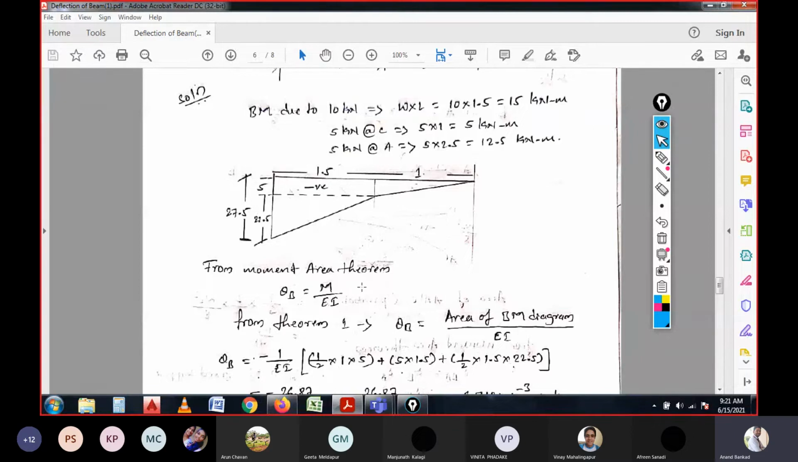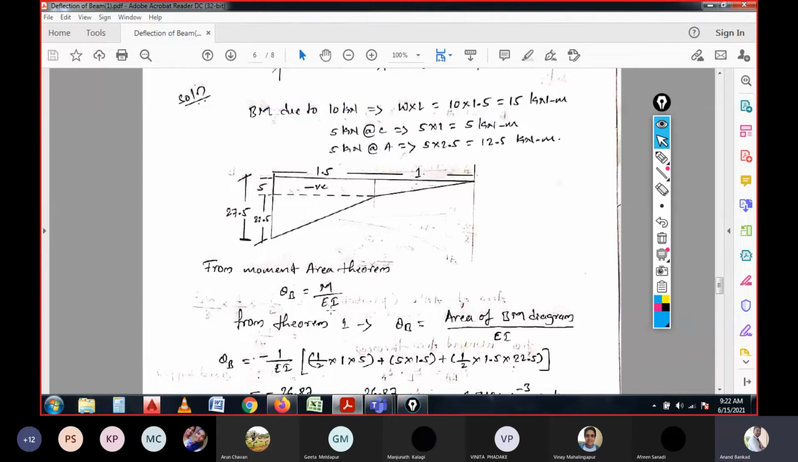So in this moment area theorem, the slope is to be calculated. Then we need to have M by EI. So for M by EI, whenever the load is given, we know that for slope, it is the area of the bending moment diagram under the load, right? So area of bending moment diagram under the load, it is the line you should remember while calculating the slope of any member. So that is the case we are referring to for calculation of theta B.